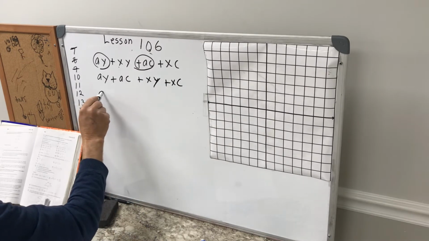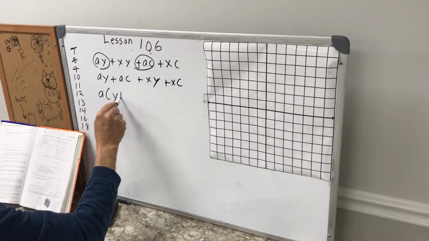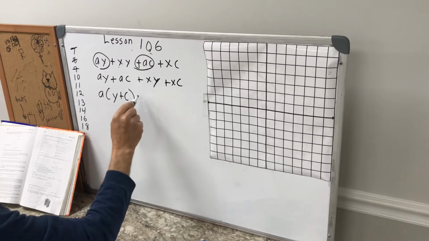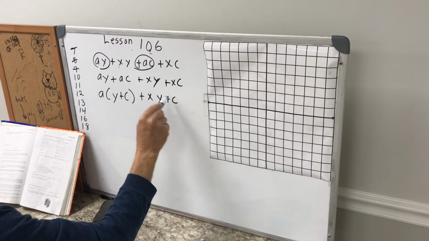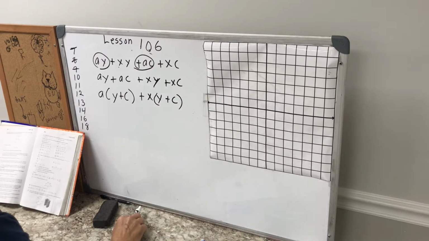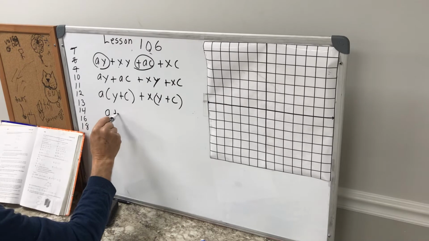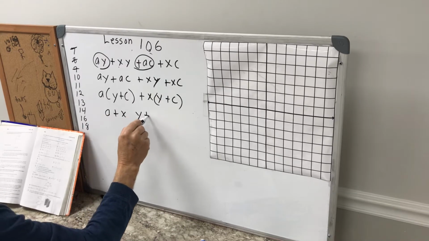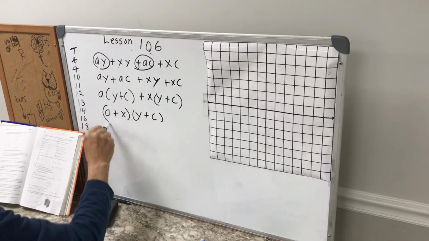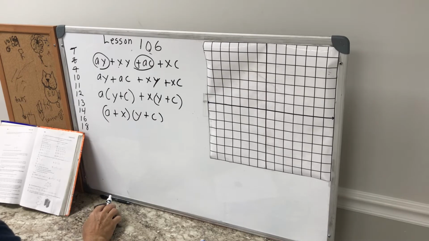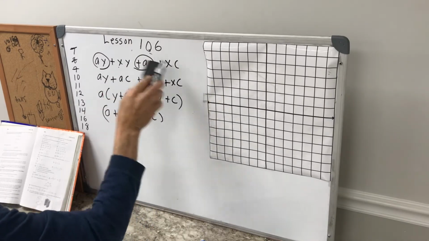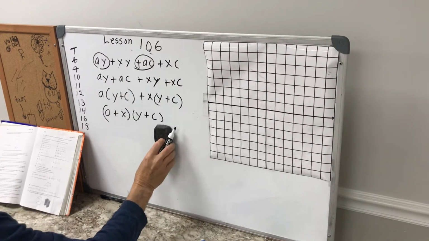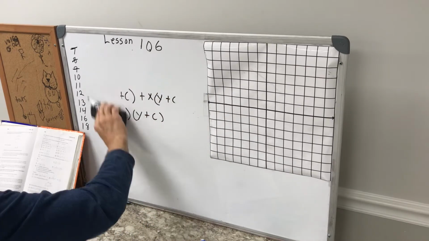I'm going to take an A out of here, and then I have a Y plus C left. I'll take an X out of here, and I have a Y plus C. Did we do well? A plus X and a Y plus C. Again, you have to think with me. These are not easy, but it's meant to tickle your brain and strengthen your brain in processing all these numbers, variables. Okay, that was number 10.